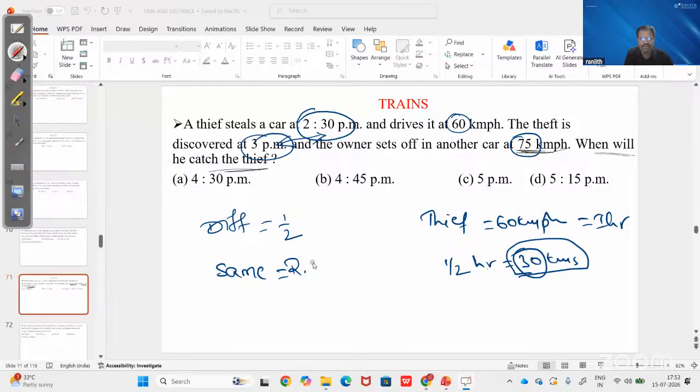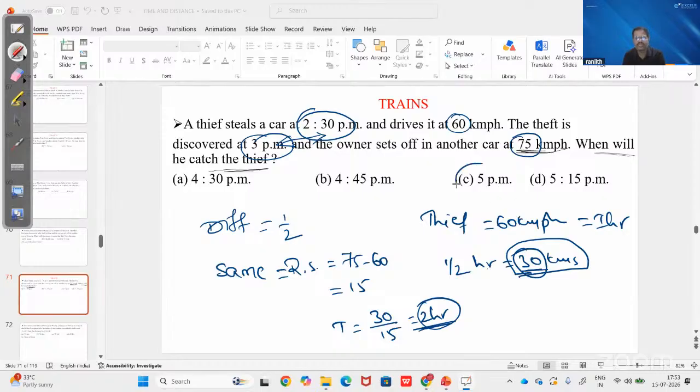If they are running in same direction, then the relative speed equal to 75 minus 60, is equal to 15, where time equal to distance by speed, that is 30 by 15, is equal to 2 hours. After 3 p.m., we need to chase for 2 hours of time. So 3 p.m. plus 2 hours will be equal to 5 p.m. So owner catches the thief at 5 p.m.